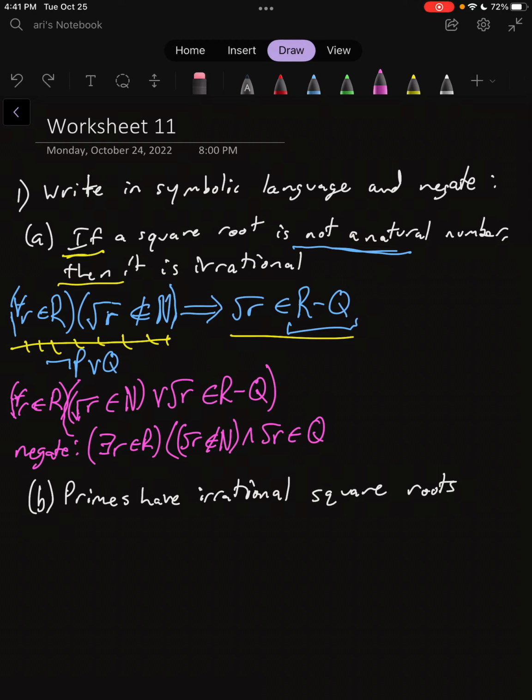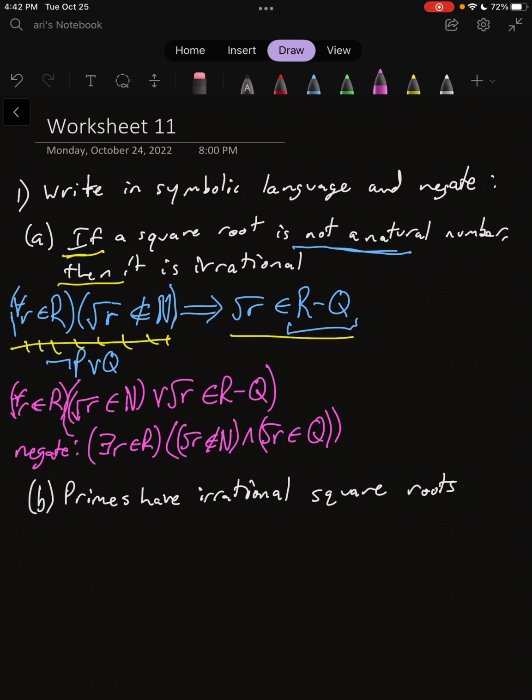I would rather state it in the positive just because I think it reads a little bit nicer, that the square root of r is a rational number. So the negation again is that there is some r such that the square root of r is not natural and the square root is also rational. Not natural, but it is rational. And you could see how that is the antithesis of our original statement, where we're saying that basically any square root that's not natural has to be irrational. Now we're saying, no, there's an example where it's not natural, yet it is rational, or it is not irrational.